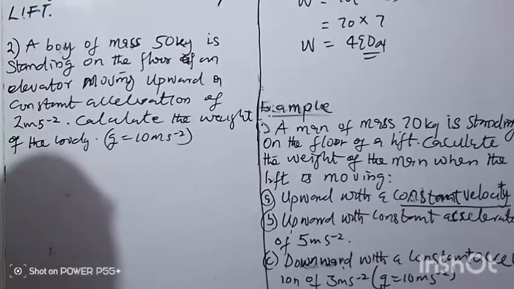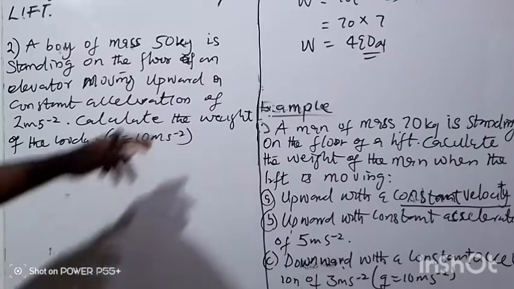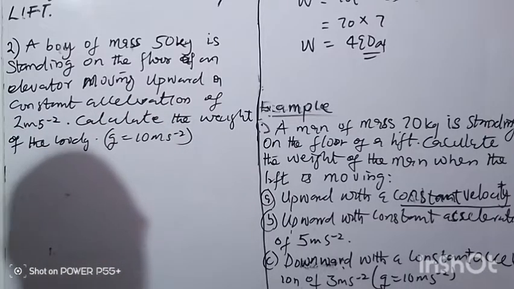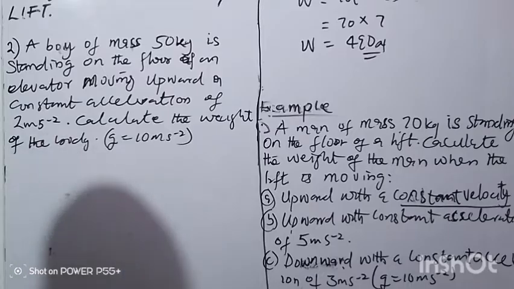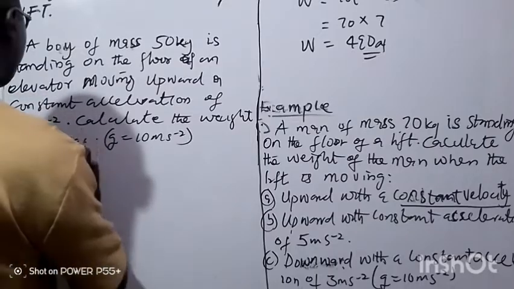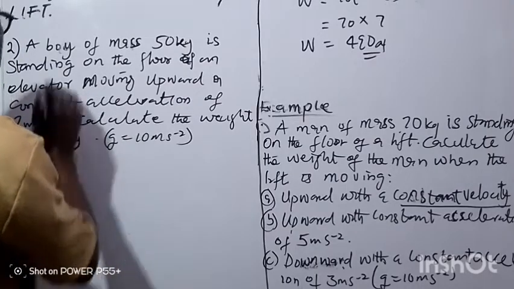A boy of mass 50 kg is standing on the floor of an elevator moving upward with constant acceleration of 2 meters per second square. Calculate the weight of the boy. We need to calculate the weight of the boy.